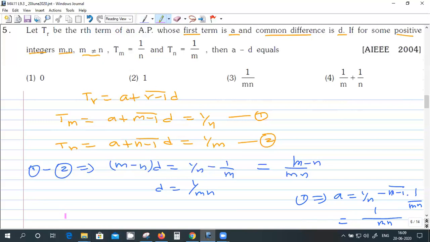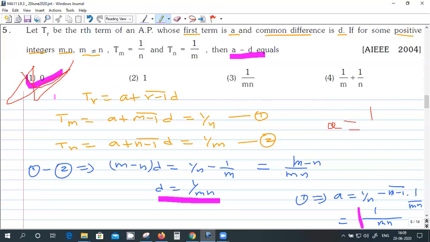Got the answer? Yes, sir. What is the answer? 1/n. Which option? C. No. See, d is this one, right? You have to find a minus d. So that will be 0. Again using the first equation, you can find a. a is also 1 by n, same thing. So the correct option is 0, the first one. Clear? Yeah.